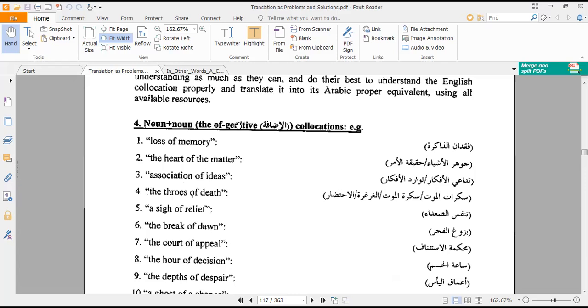Also, from the syntactic viewpoint, as we notice in the first example, loss of memory, loss is a noun, memory is a noun. These two nouns are separated by a preposition of. In Arabic, the preposition is deleted and we render only the two nouns, so translation loss is inevitable. دايما لا يمكن الفرار من الفقدان في النص أو في النص المترجم.